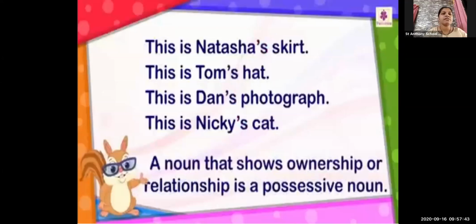Here I will give you one example. When I talk about this pen, this pen belongs to me. I am having the ownership of this pen. I have gone and bought this pen. So to show this ownership, I have used Sapna's pen, apostrophe S. When I say this is Sapna's pen, I am showing that this pen belongs to me only. The relation between the pen and me is that it belongs to me only. So when I put the apostrophe, it shows the possessive noun.